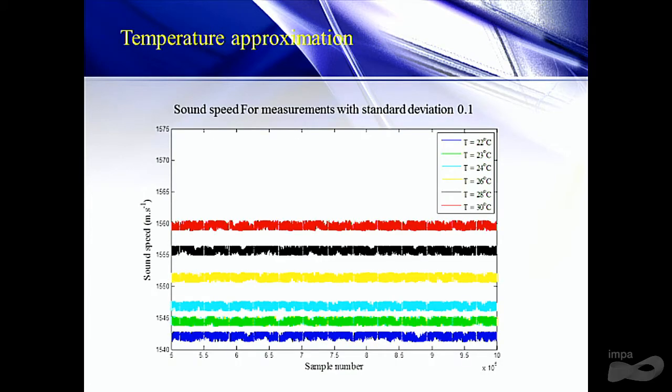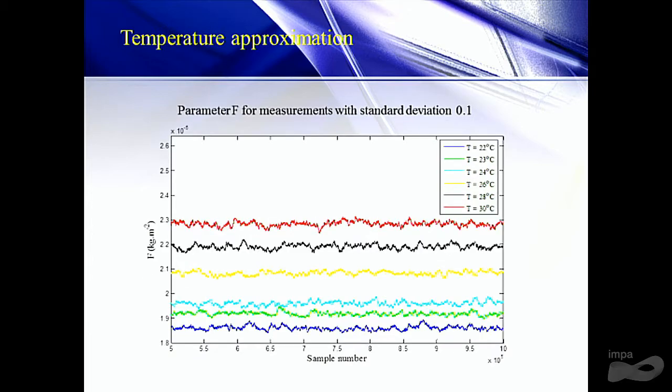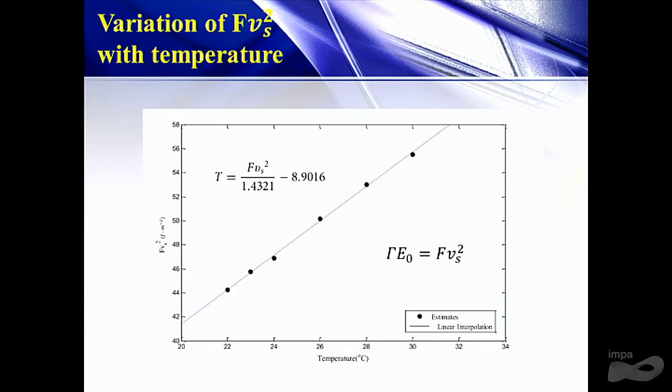And for the other case, we did different temperatures to get a correlation between the parameter and temperature. This is for parameter F. And finally, we get a relation between the parameter we could estimate and the temperature. We can see this has a linear trend.